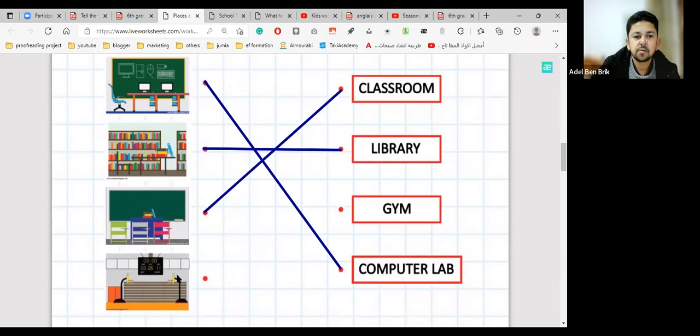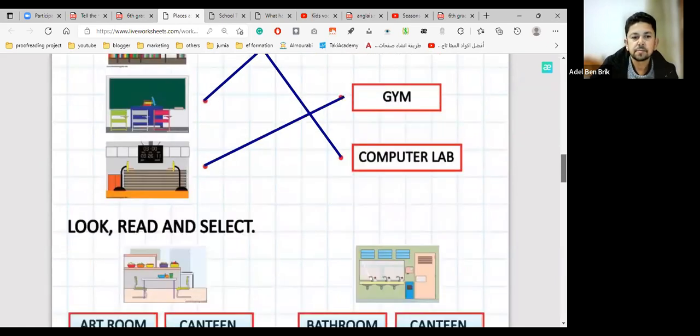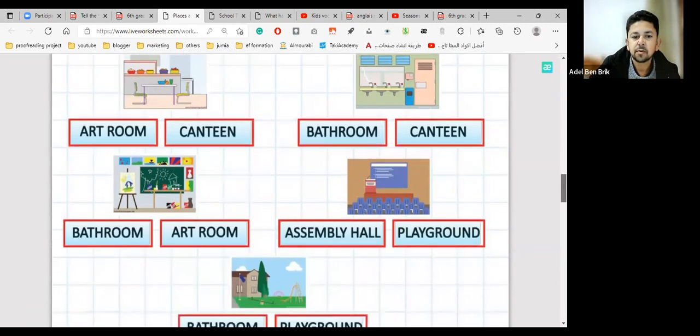And the last one, we have a picture and, okay, Ayub, it's a gym. This is the gym. Okay, so here we are going to look, but select just one. We have art room, canteen, bathroom, assembly hall, and playground.